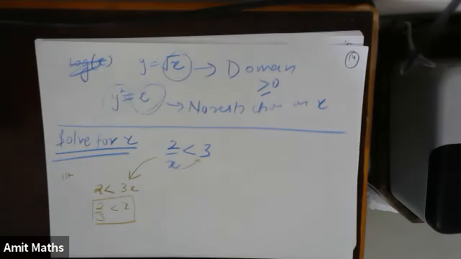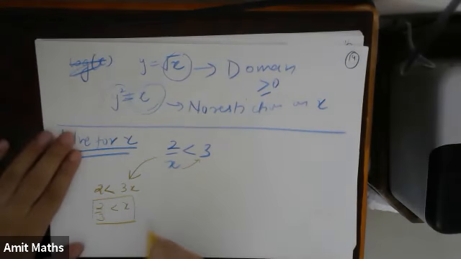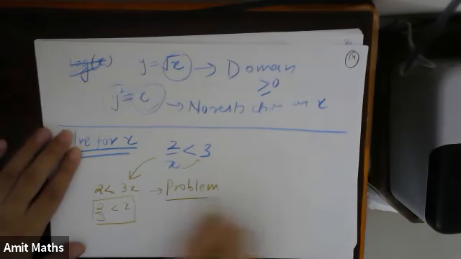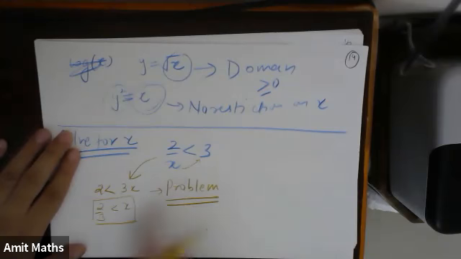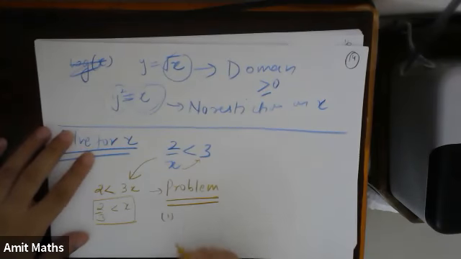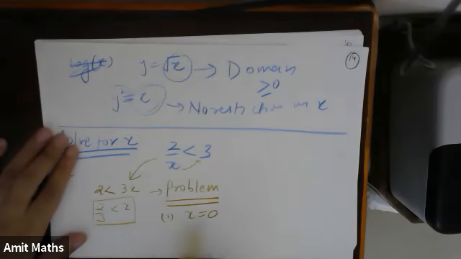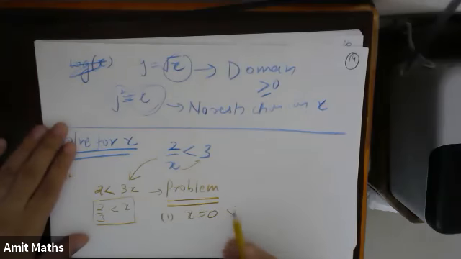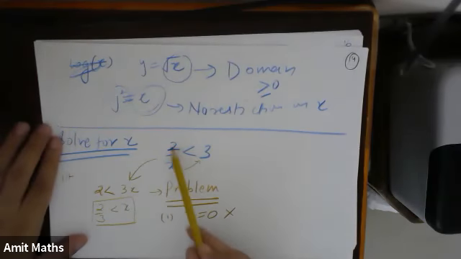The problem with this solution is, suppose x is equal to 0. If x is equal to 0, can you cross multiply 0 to the other side? No. When x is equal to 0, you cannot multiply 1 by 0. So the first conceptual mistake is this.